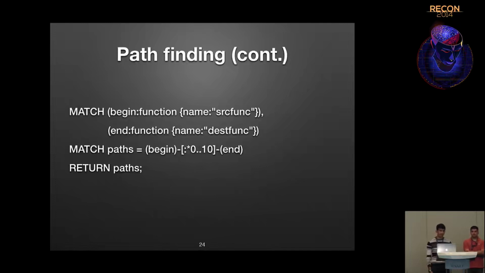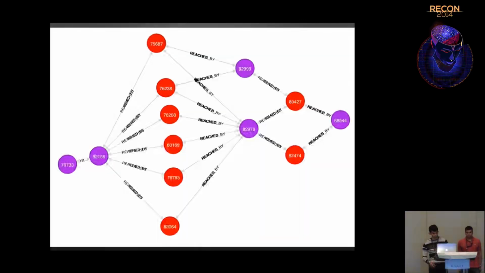End is some node that matches a function that has a name of destfunc. And then we're looking for any path that starts at begin, ends at end, and has a length of anywhere from 0 to 10 edges. And we get a result that looks kind of like this, where the orange nodes are all basic blocks, and the purple nodes are all basic blocks that are also function heads. Obviously, this is a small example, but it could be used very, very nicely.